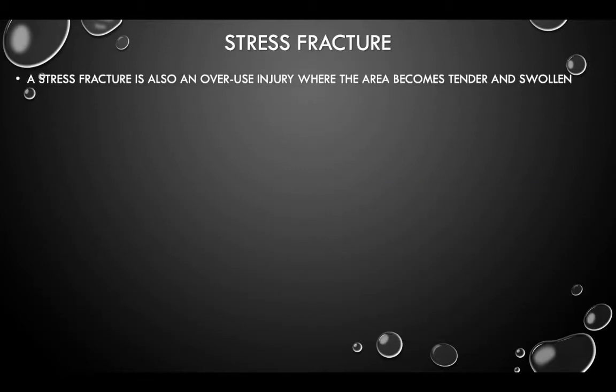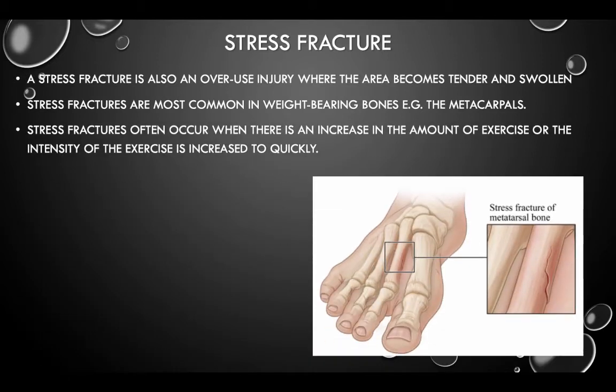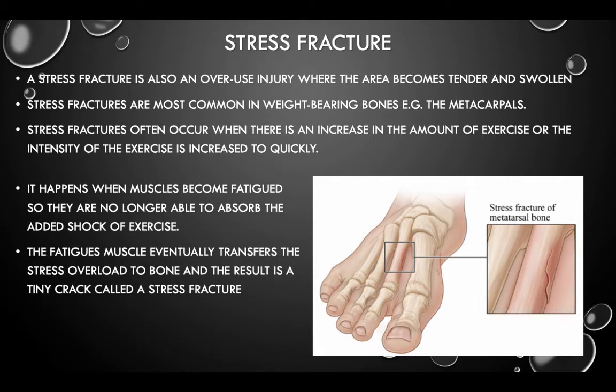Stress fractures. A stress fracture is also known as an overuse injury where the area becomes tender and swollen. Stress fractures are most commonly found in weight-bearing bones, for example, the metatarsals. Stress fractures often occur when the amount or intensity of exercise is increased too quickly. It happens when the muscles become fatigued, so they are no longer able to absorb the shock of the exercise. The fatigued muscle eventually transfers the stress overload to the bone, and the result is a tiny crack called a stress fracture, as can be seen here.